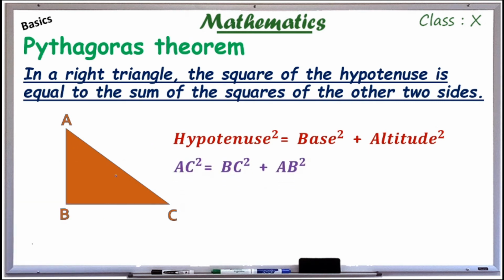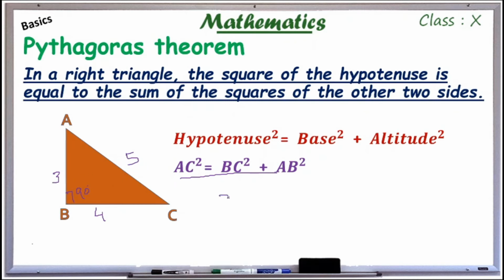So we can say that AC square is equal to BC square plus AB square. It is only for a right triangle, which means one angle is 90 degrees. So if AC square is equal to BC square plus AB square, then it is a right triangle. For example, 3, 4, 5. Let us check whether it is a right triangle or not.